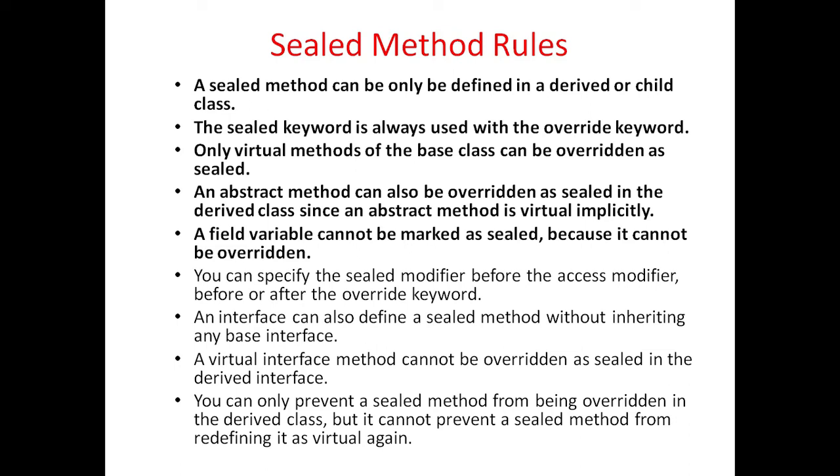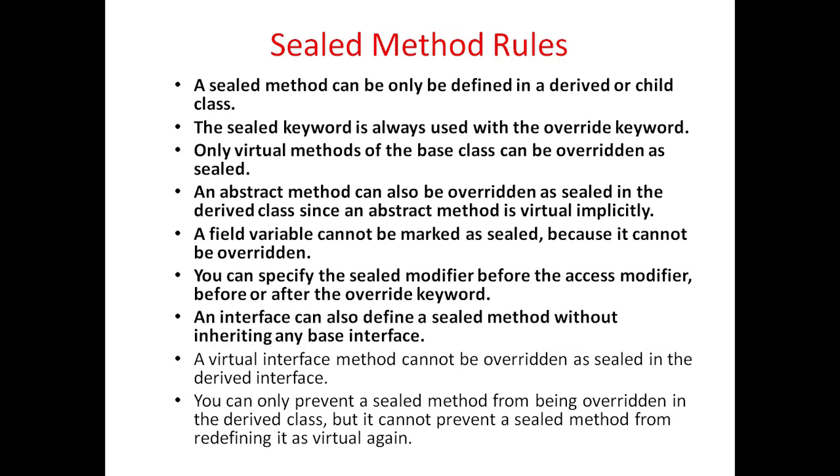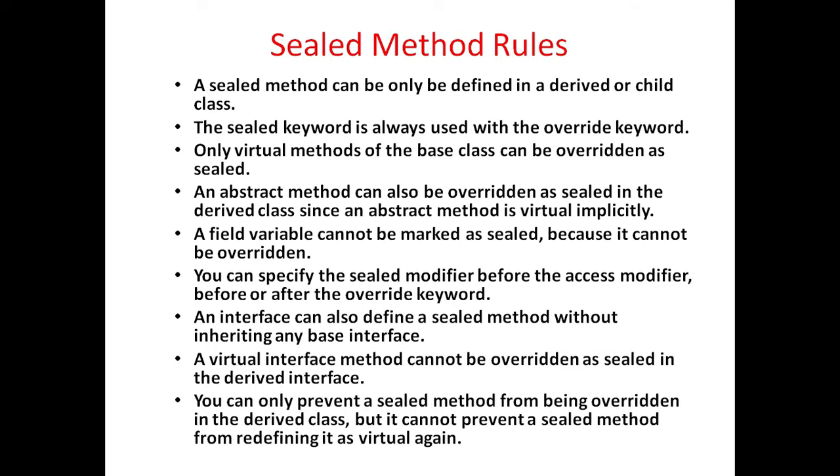A field variable cannot be marked as sealed because it cannot be overridden. You can specify the sealed modifier before the access modifier and before or after the override keyword. An interface can also define a sealed method without inheriting any base interface. A virtual interface method cannot be overridden as sealed in the derived interface.